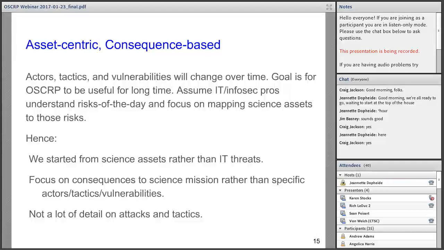In contrast, we rarely, if ever, even discussed the idea that it might be some piece of malware as opposed to an insider threat of some kind. Those distinctions were dramatically less important for putting together this document. That doesn't mean they aren't important for putting together mitigations, but again, this document isn't focused on mitigations. It's focused on understanding the risks to science.